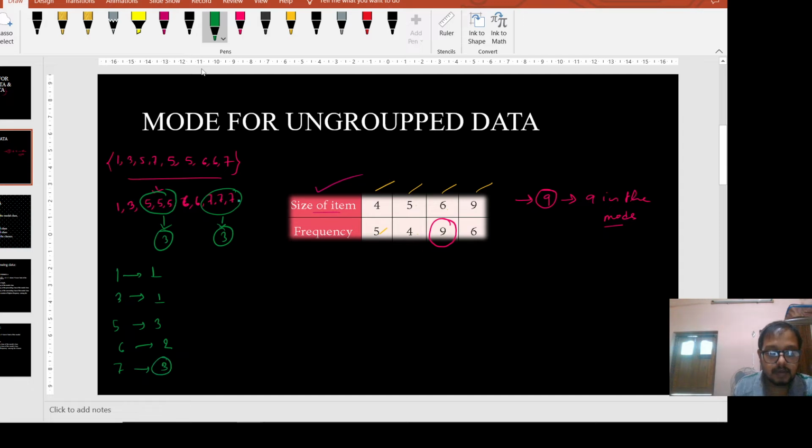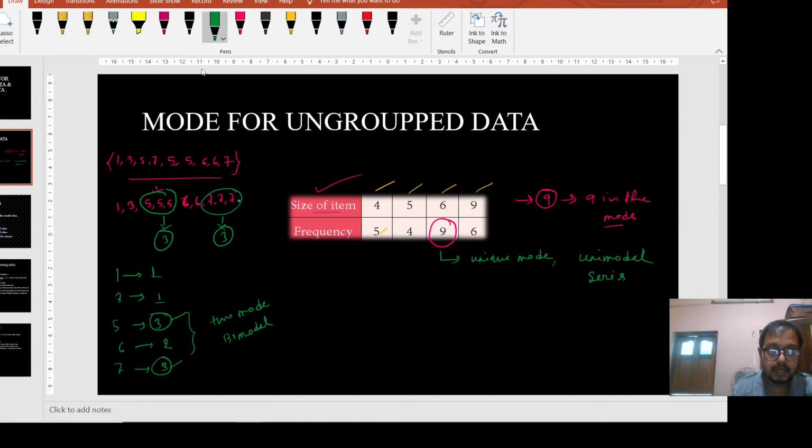Here we see that the highest frequency is shared by more than one observation, so this statistical data has a unique mode, or we can say this is a unimodal series. Similarly, if we consider this data set, two modes exist. This is known as bimodal.